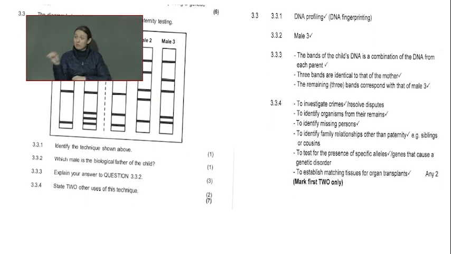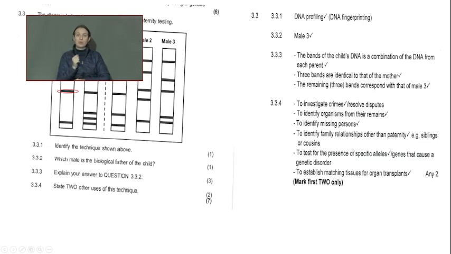And please, not just DNA profile. It must be DNA profile bars or DNA profile bands. Only the 2. And then also we must know the use, ne?